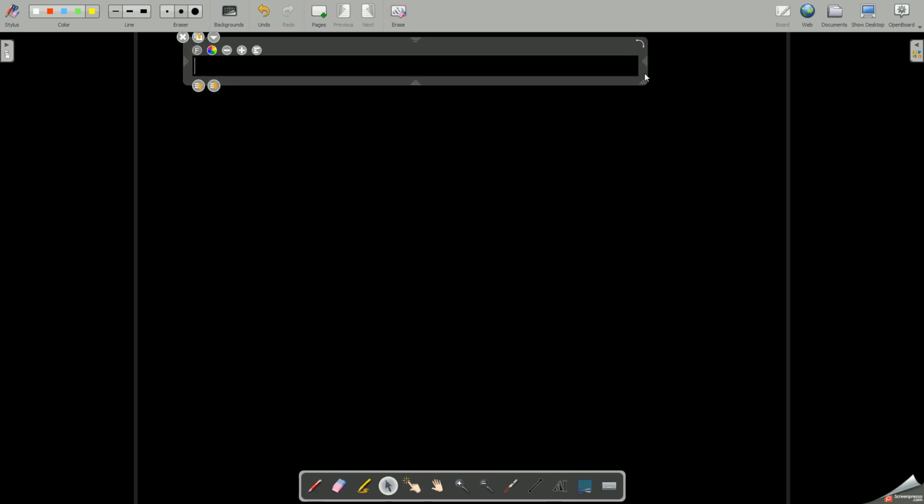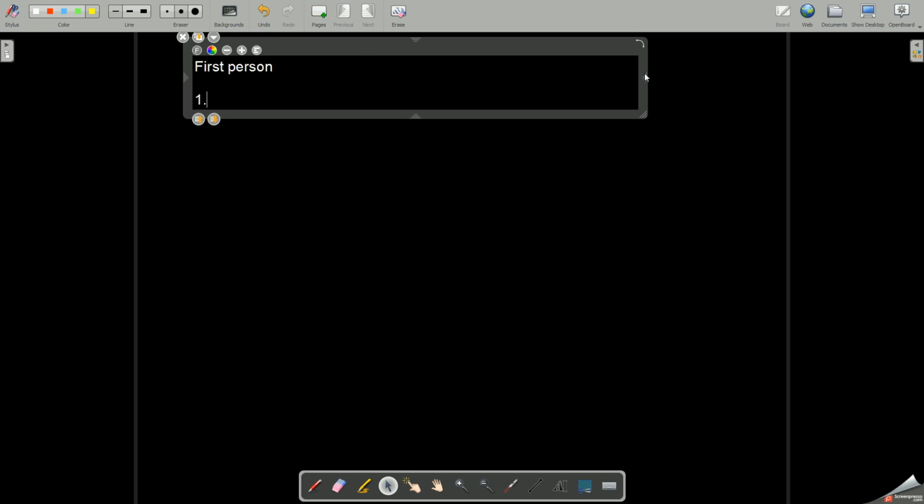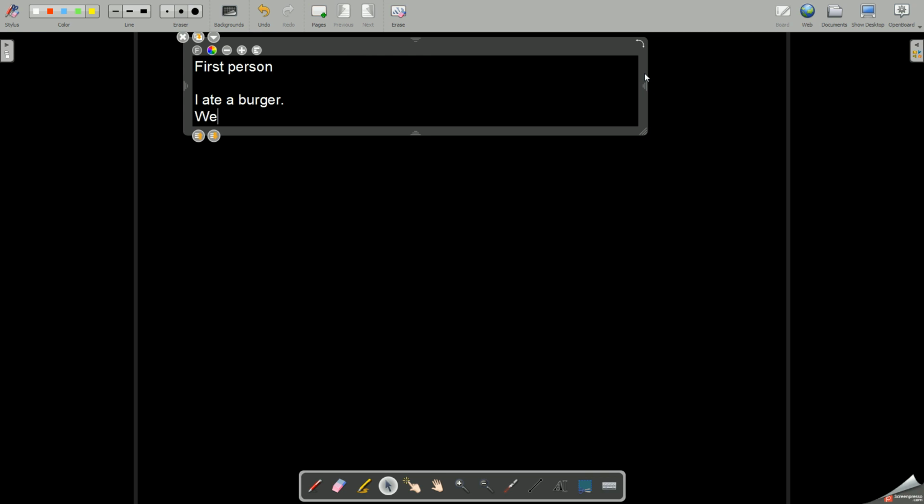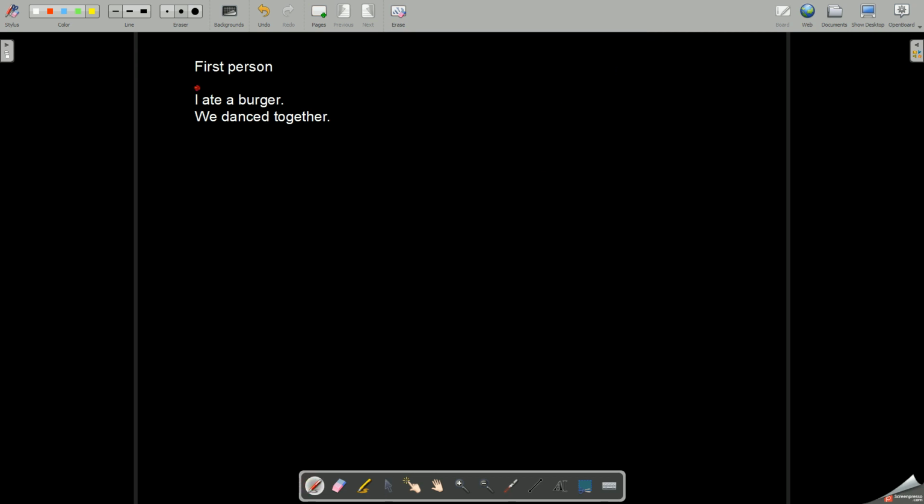When we talk about the first person, some examples would be: I ate a burger, we danced together. So over here you can see that I and we, these two are pronouns of the first person because they refer to the person who is speaking. Okay, so this is the first person view, that is the person who is speaking.